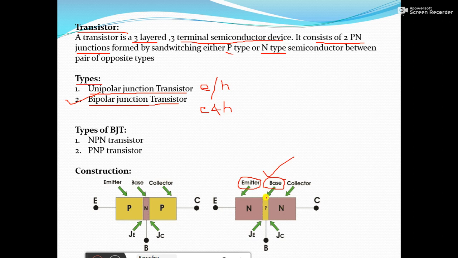Regarding the position, it is located at the center, and regarding the doping level, this is very lightly doped, and it is very thin, or very small in size.